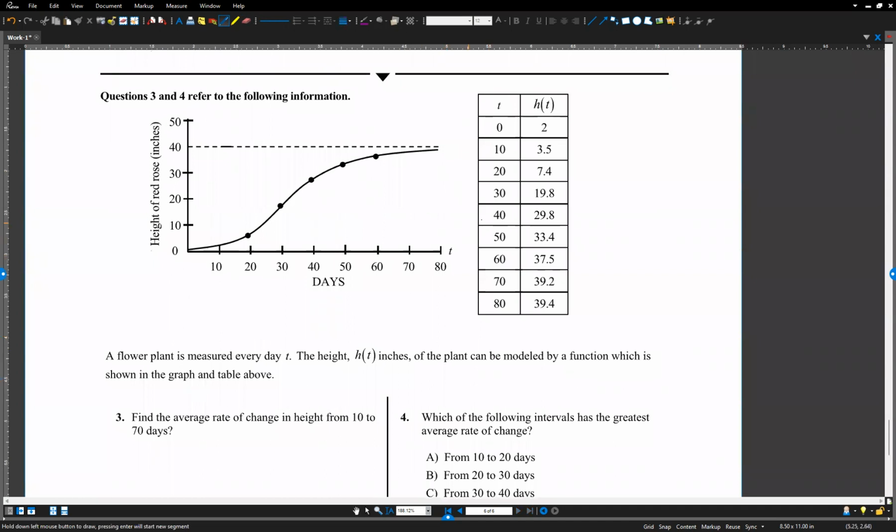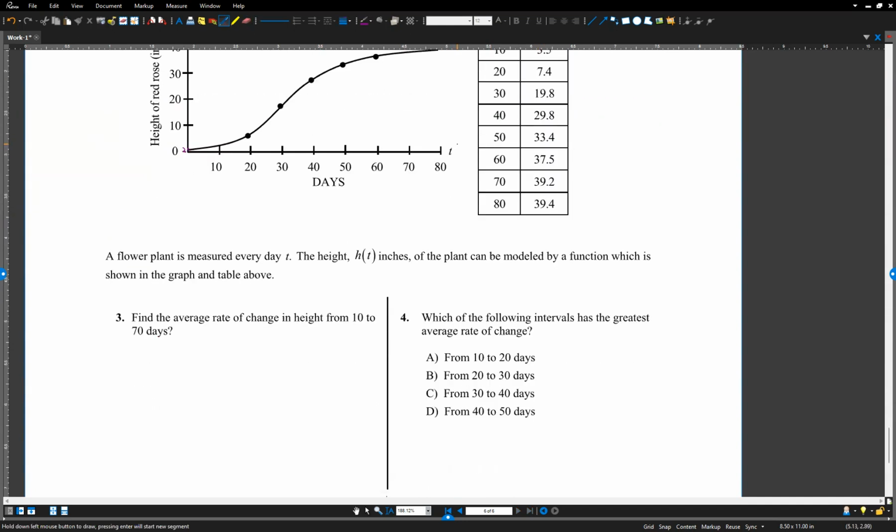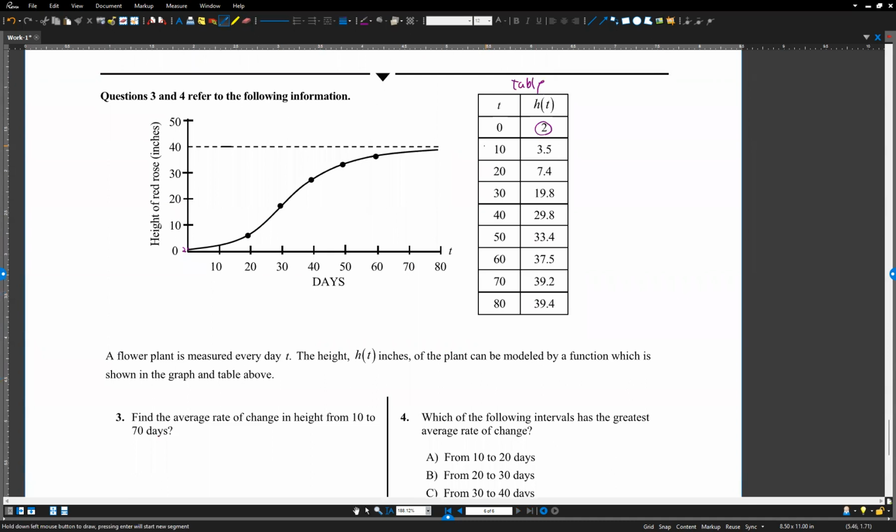Okay, this one is a graph with data given. This table gives us exact numbers. When there is 2 over here, there is no 2 over here, right? Without data, we don't know this is 2, but from here we can see that 2. Find the average rate of change from 10 to 70. Because the data is given, better use this table. 39.2 minus 35, y2 minus y1 over x2 minus x1, 70 minus 10. That's the answer of number 3.